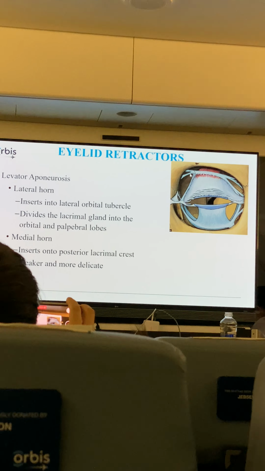The lateral horn attaches to the lateral orbital tubercle and divides the lacrimal gland into two lobes.